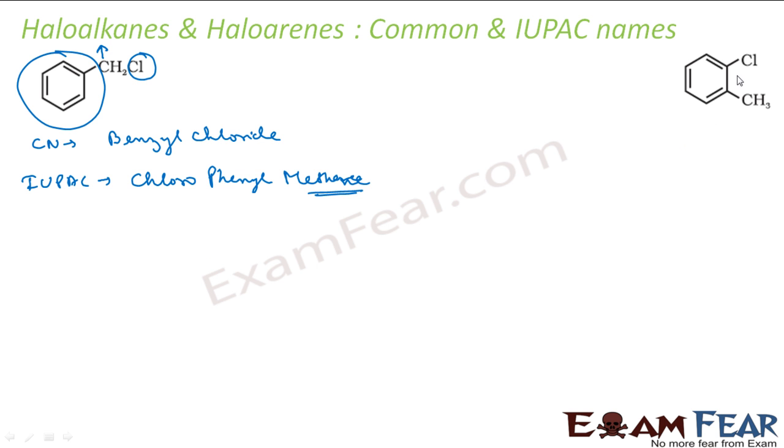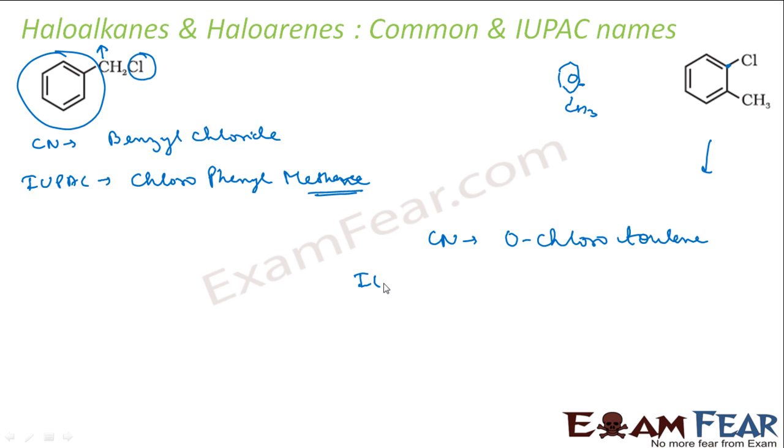Let's take this one. Here this is my chlorine and this is also directly attached to a benzene ring, right? So this compound's common name is, again there is no rule for common name, this was a toluene actually. This is a toluene with a chlorine. And on this toluene I have a chlorine attached at ortho position. So it will be ortho chlorotoluene. That is a common name.